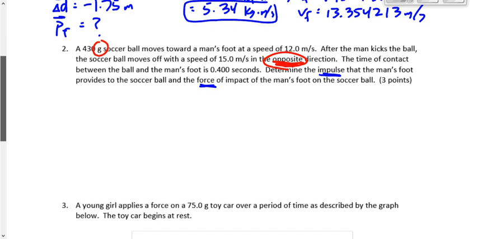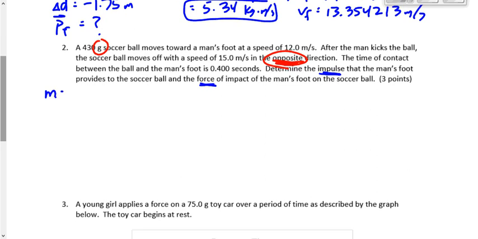So once again, I'm going to write down my givens. My mass is 0.430 kilograms. Divide by 1,000, right? Unit conversions are on the back of your data sheet. It tells you that a kilo is 10 to the 3, or 1,000.